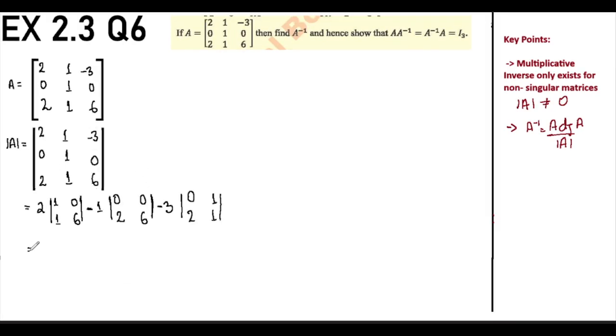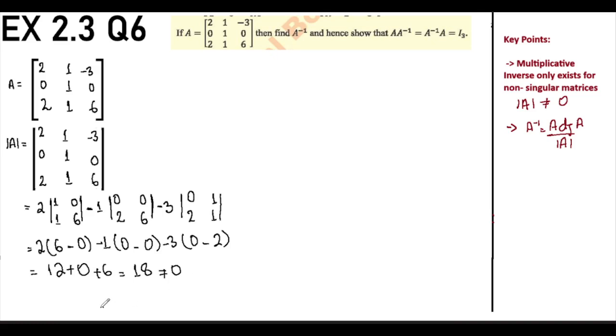Now it is equal to 2 into, we are going to multiply the diagonals and the non-diagonals together, and then we are going to put a negative sign in between them. So 6 into 1 is 6, minus 0 into 1 is 0, minus 1 as it is, 0 into 6 is 0, minus 2 into 0 is 0, then again minus 3 into 0 into 1 is 0, minus 2 into 1 is 2. It is equal to 2 into 6, which gives us 12, then minus 1 into 0 gives us 0, and then minus 3 into minus 2 gives us plus 6, which is equal to 18. And as this is not equal to 0, so A is non-singular.